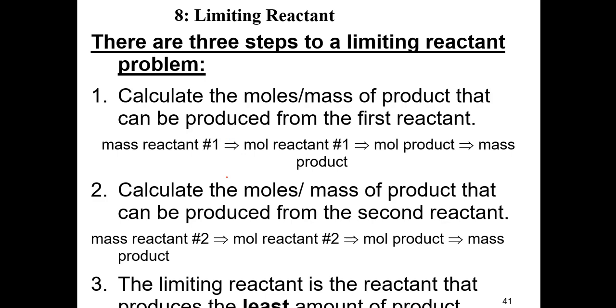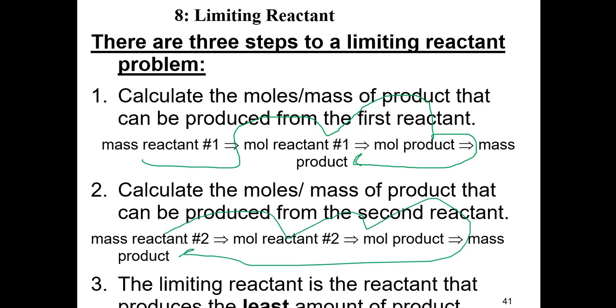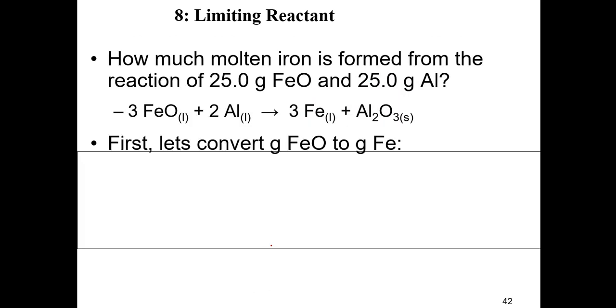So in chemistry land, you're going to go ahead and start off with your grams and convert to moles. You'll then do a mole ratio to figure out the moles of your product and then convert it into mass. You'll do a second calculation for the other reactant. You'll then figure out which is the least of the two products, and that will be your maximum.